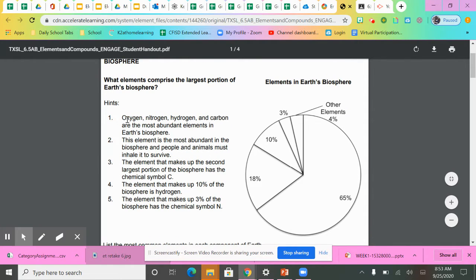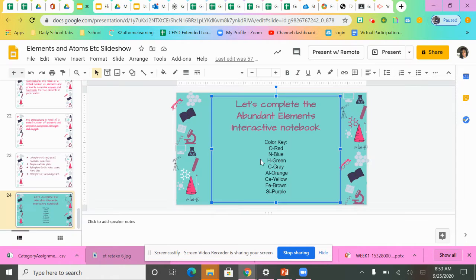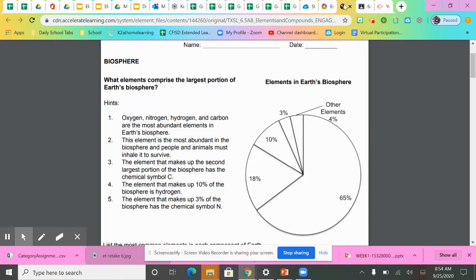Okay, so you have oxygen, nitrogen, hydrogen, carbon. So you're going to use this key that I have added on this worksheet right here. You'll use this key for each element. So for oxygen, you need to color it red, nitrogen blue, hydrogen green, carbon is gray, aluminum is orange, calcium yellow, iron brown, and silicon is purple.